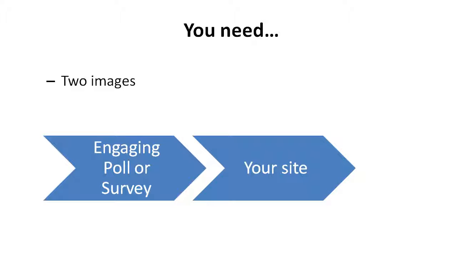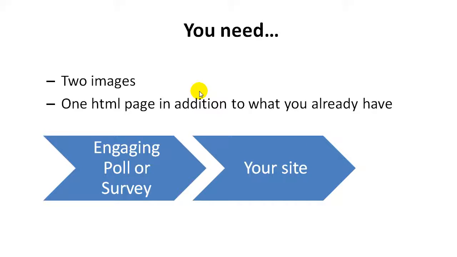In order for this to work, you're going to need 2 images, and then you'll need 1 HTML page in addition to what you already have. Now, you can have an HTML page or you can have a WordPress page. So depending on what site you use, just an extra page with 2 images on it with an engaging poll or survey, that's what we're going to be creating, which eventually redirects to your main site. So let me show you how to implement this.